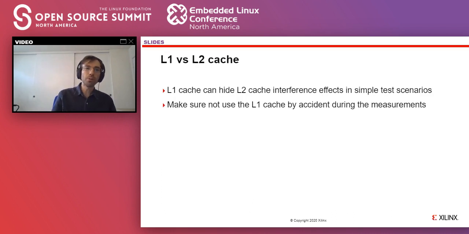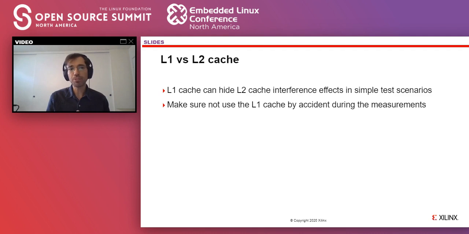First, something very important. As you try to reproduce these numbers, at first attempt, you might see something slightly different. And that could very well be because you end up using the L1 cache all the time instead of the L2 cache. Now, this is critical. So these applications that we use for tests tend to be very small, as we said, bare metal application maybe.